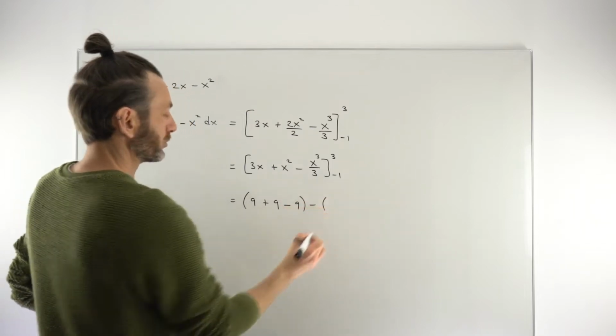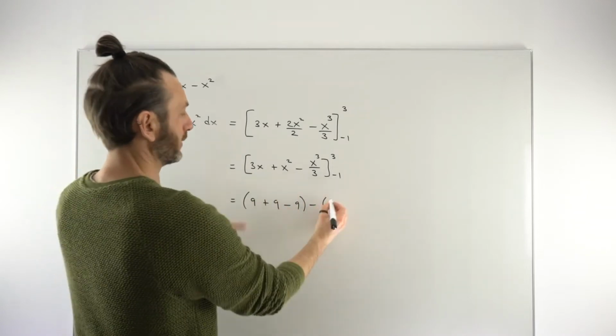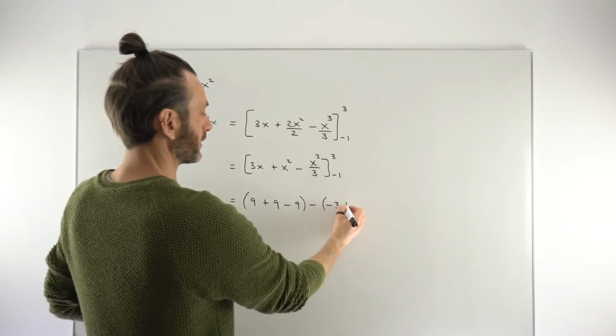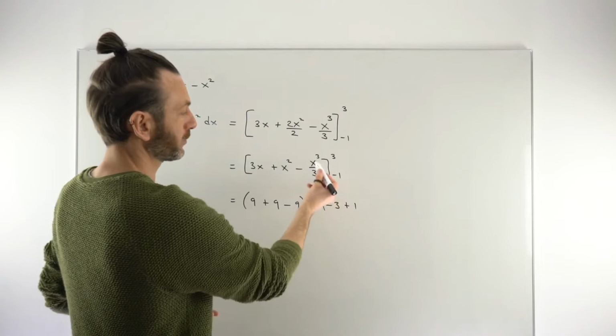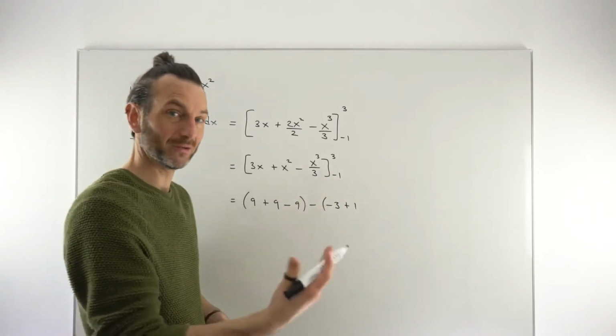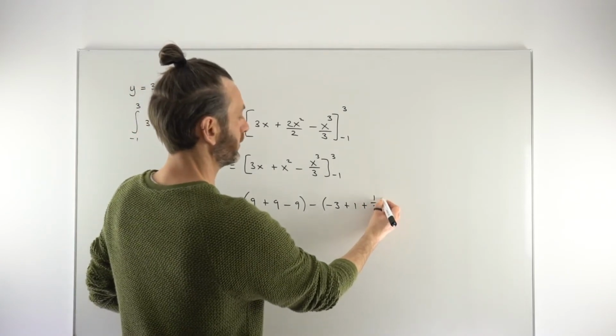Second bracket, remember we're subtracting from the first bracket, we're putting in the lower limit now, so 3 times -1 is -3, -1 all squared is +1, and -1 cubed, be careful with this one, so -1 cubed is -1, but there's a minus in front of that term, so it's going to be a -1, a double negative, to give us a +1 over 3.